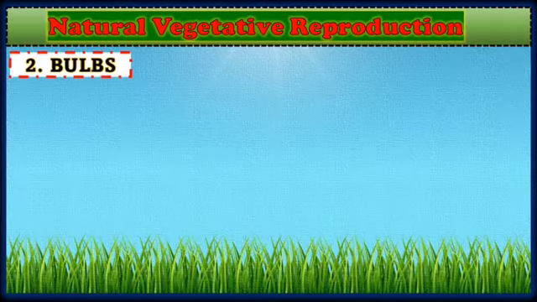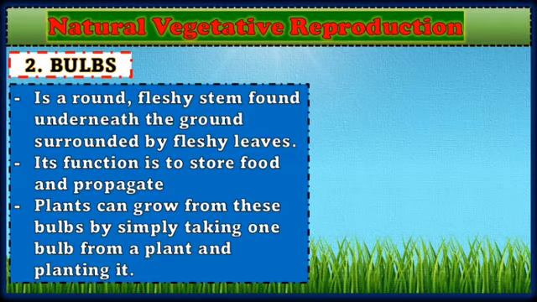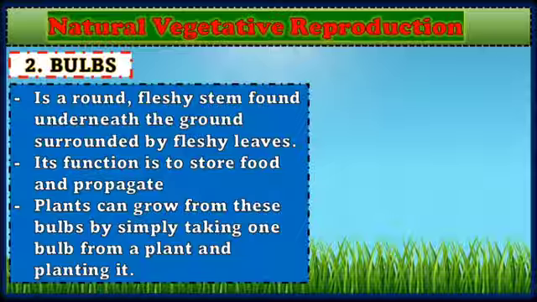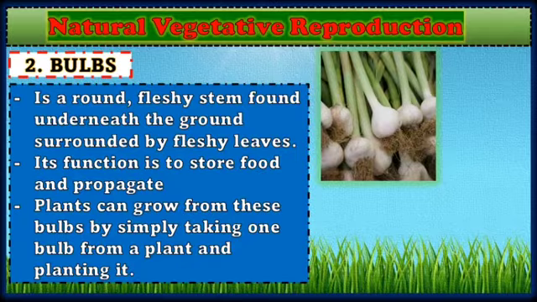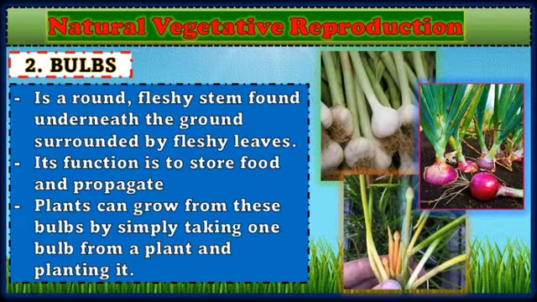Next is bulbs. So, what is bulbs? A bulb is a round, fleshy stem found underneath the ground, surrounded by fleshy leaves. Its function is to store food and propagate. Plants can grow from these bulbs by simply taking one bulb from a plant and planting it. So, yan yung mga masosoft lang yung kanyang mga stem at tinatanim sa lupa underneath the ground. What are these examples? We have the garlic, we have the onions, and we have the lilies. So, those are examples of bulbs.